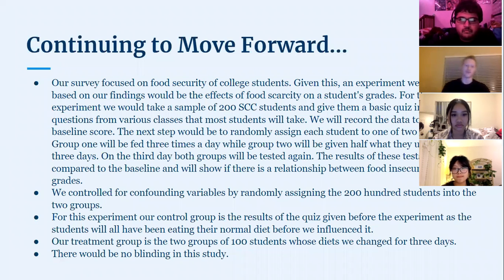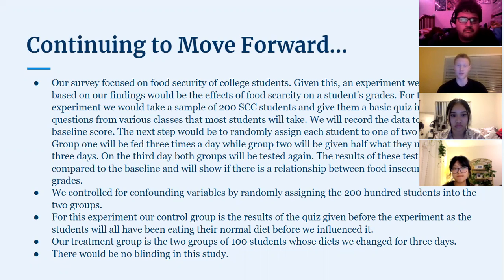All right, continuing to move forward. Our survey focused on food security of college students. Given this, an experiment we could run based on our findings would be the effects of food scarcity on a student's grades. For this experiment, we would take a sample of 200 SCC students and give them a basic quiz, including questions from various classes that most students will take. We'll record the data to establish a baseline score.